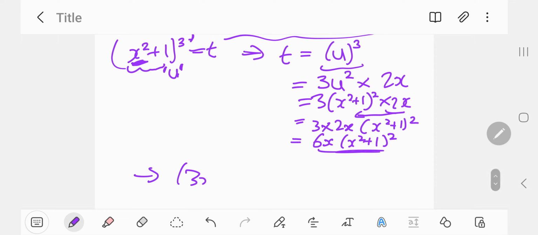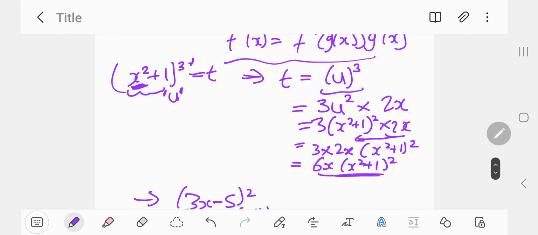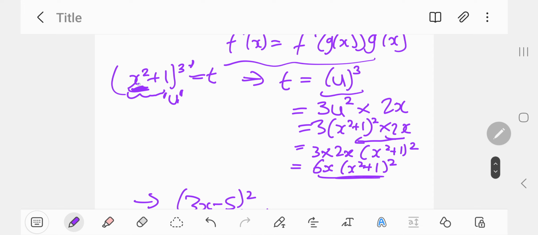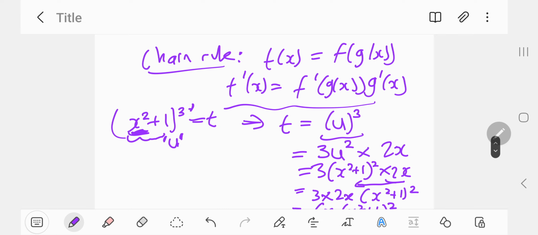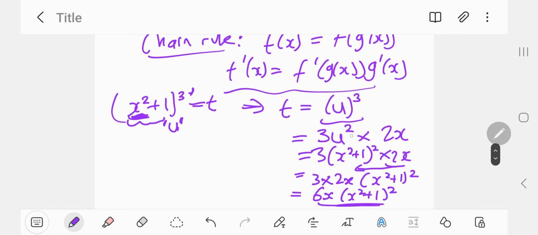Try out these: (3x minus 5) squared and (4y cubed minus 6y) to the 10. You let u equal the thing on the inside, the inside function, and then you use this chain rule, this rule right here.